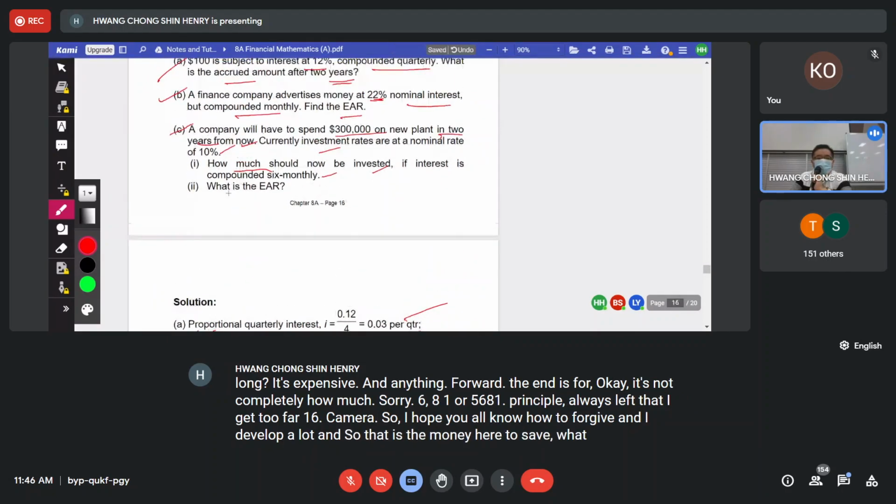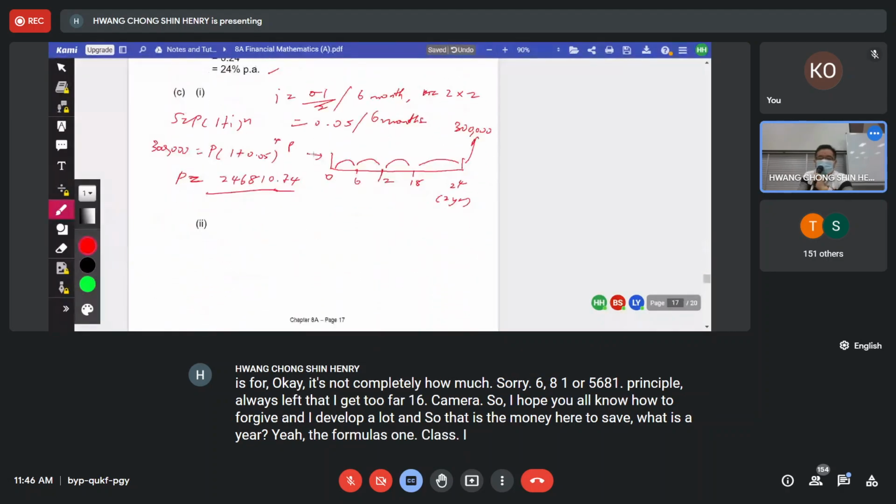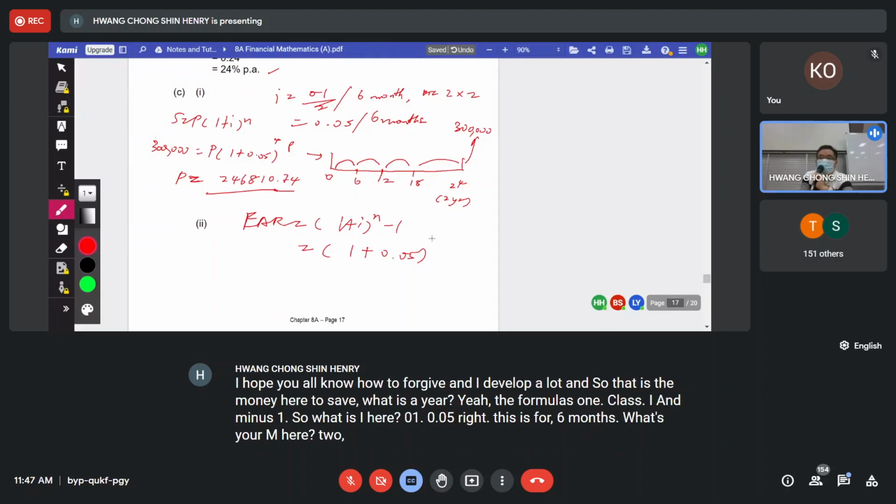What is the EAR here? EAR, the formula is what? 1 plus I over N, minus 1. So what is your I here? 0.05, right? This is for 6 months. What's your M here? 2, because EAR is always mentioned for 1 year.